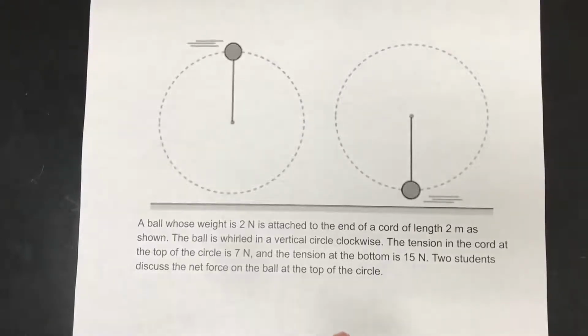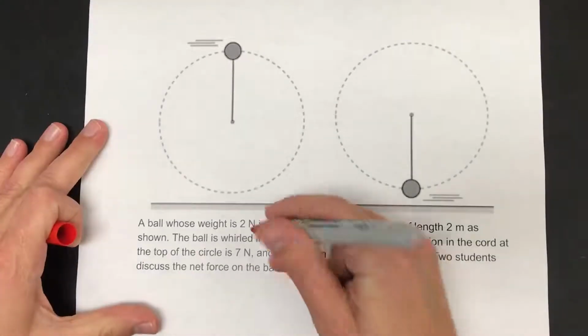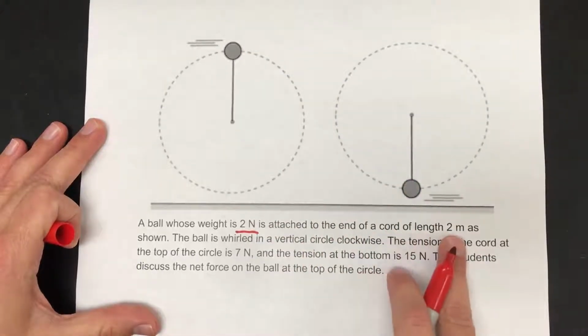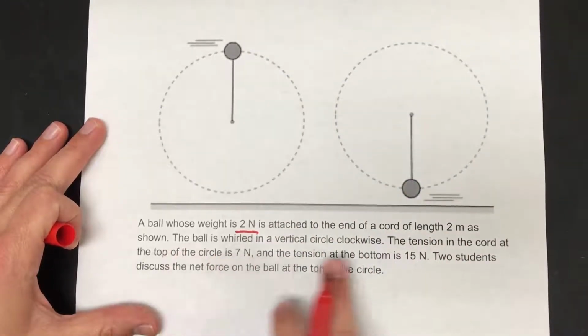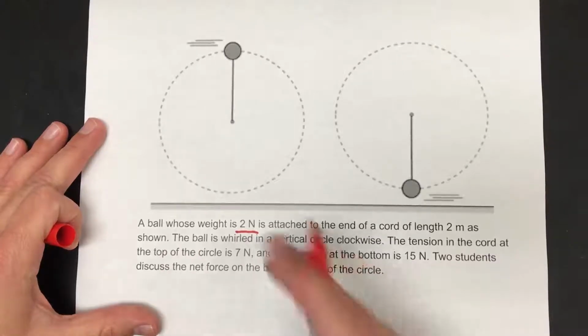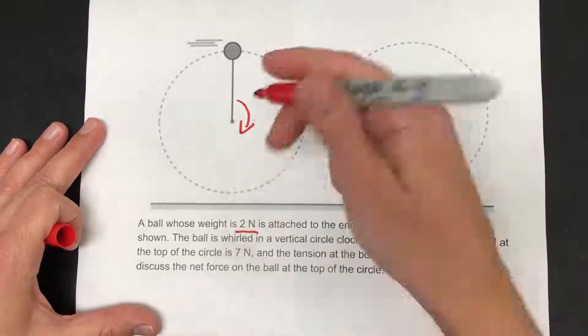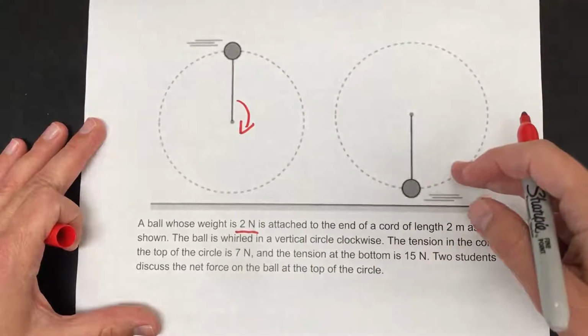So here we have an example of a ball going in a vertical circle. It says right here that a ball whose weight is 2 newtons, so that's the force of gravity, is attached to the end of the cord whose length is 2 meters as shown. The ball is whirled in a vertical circle clockwise, so it's going that direction. The tension in the cord at the top is 7 newtons, and the tension in the bottom is 15 newtons.